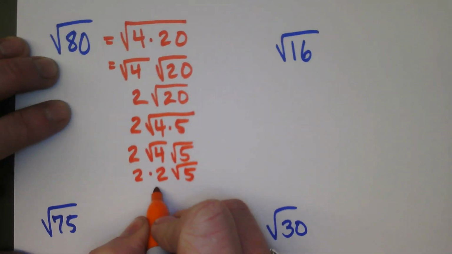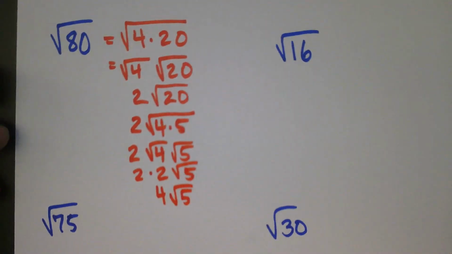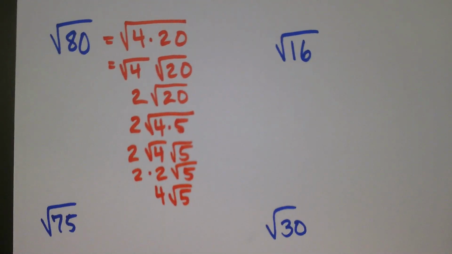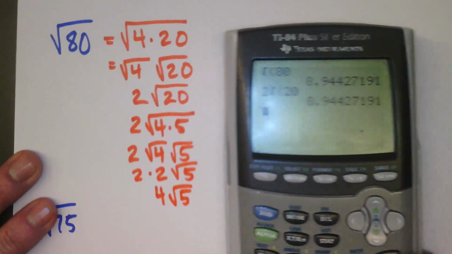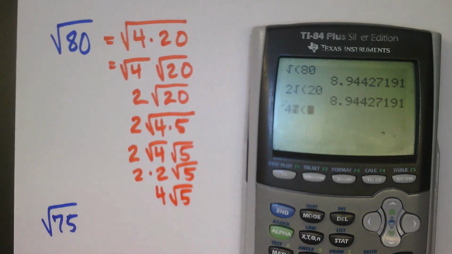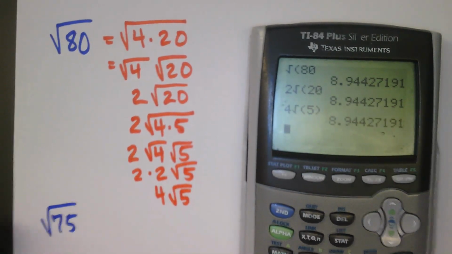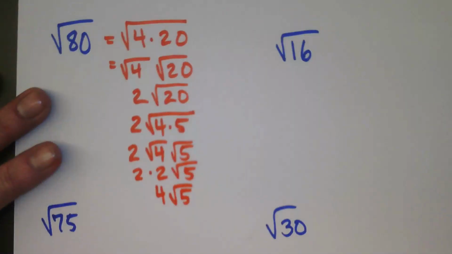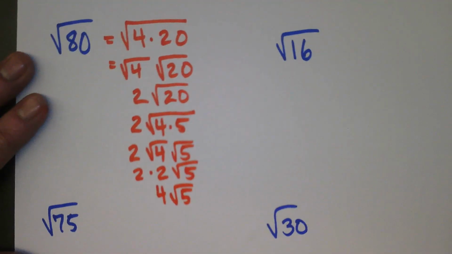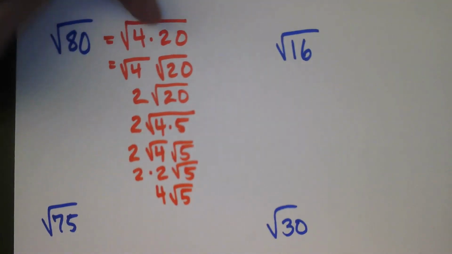So my final answer here is 4 square roots of 5. And once again, if I type that into the calculator, we can kind of see it there, 4 times the square root of 5, it is the same decimal equivalent. Now you might be looking at that and going, oh my God, that was kind of a lot of steps. And it was because we had to do it twice.